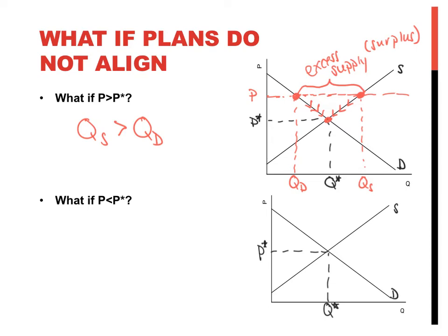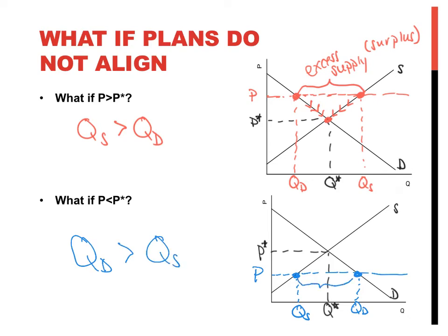So now instead, let's talk about the case where the price is below the equilibrium price. So if the price is below the equilibrium price, at this low price, quantity demanded is going to be quite high. There are going to be lots of buyers willing and able to buy the good or service, and quantity supplied will be much lower. And so we have quantity demanded that's greater than quantity supplied, and we call that difference excess demand. And sometimes you'll hear this referred to as a shortage.